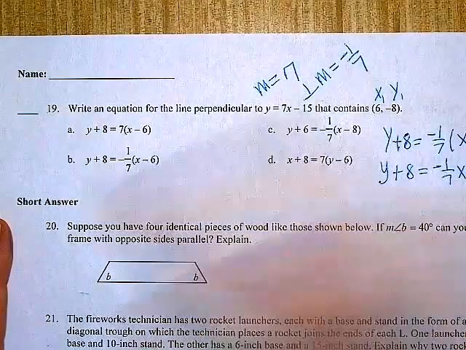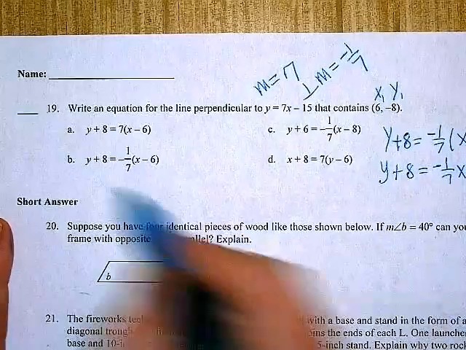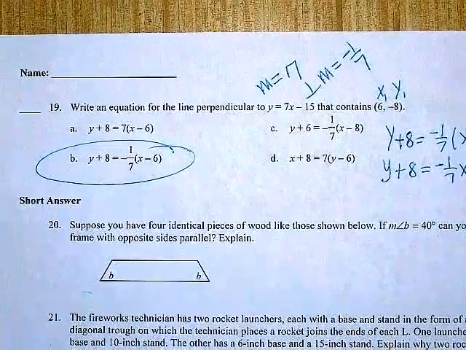Oh, you don't even have to take it that far. You have to create an equation, and you could choose B. You don't have to do all the rearranging.